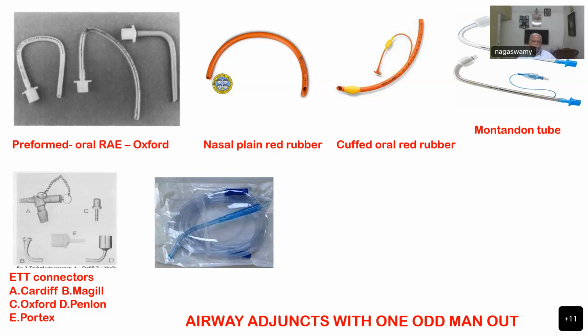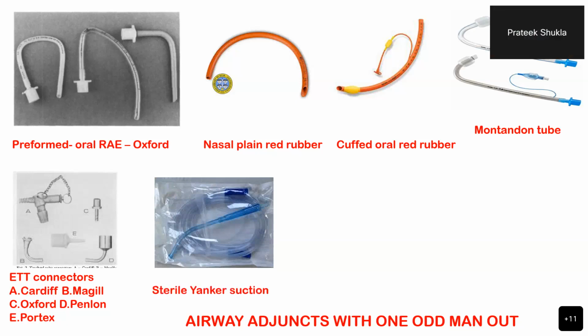What is this? Yanker suction cannula, sir. This is a sterile Yanker suction. It is inside a packet and has not been opened. So it is sterilized and can be used as a sterile suction.